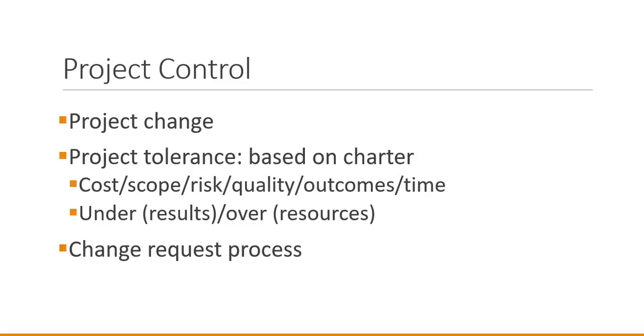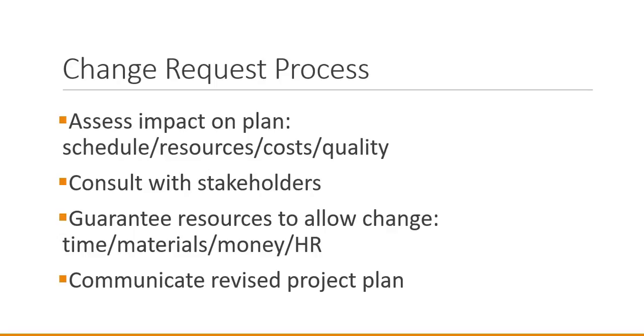And if the project manager sees that there will be a need to go beyond the tolerances, then the project manager needs to seek higher authority, and this is the change request process. The change request process, first, the project manager should make an assessment of what effect this is going to have on the original plan regarding scheduling, resources, costs, and quality.